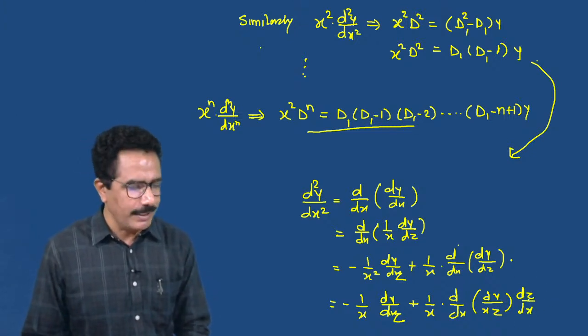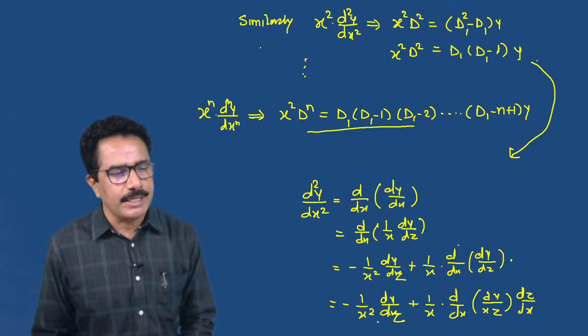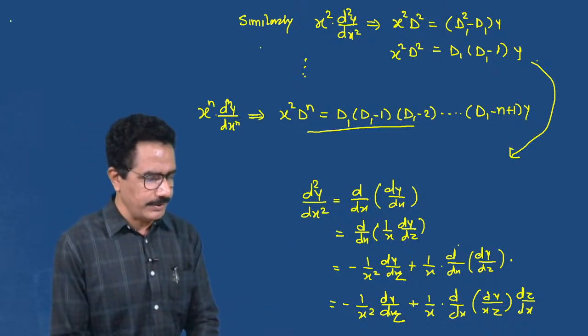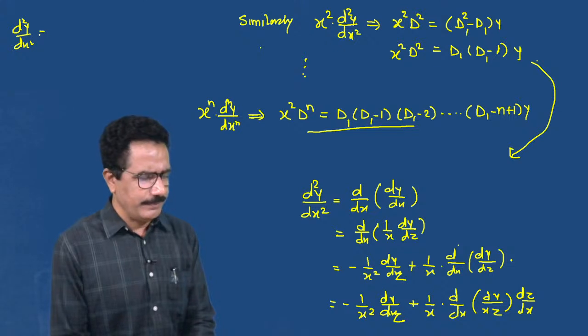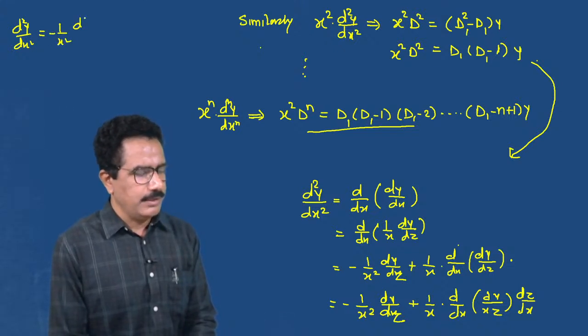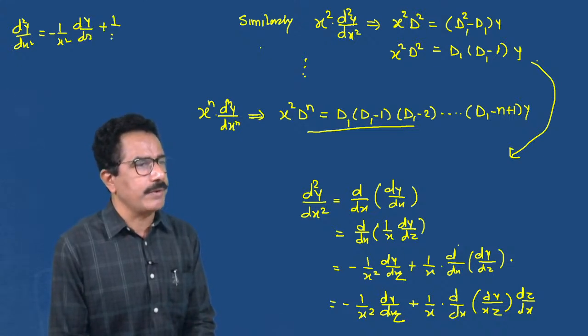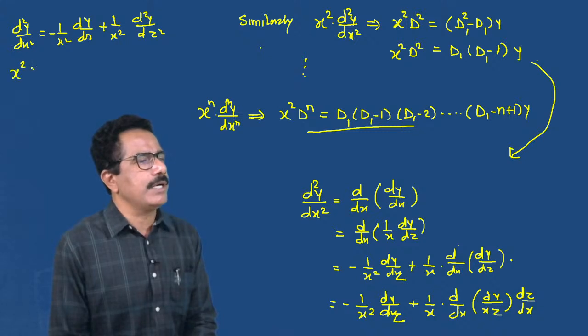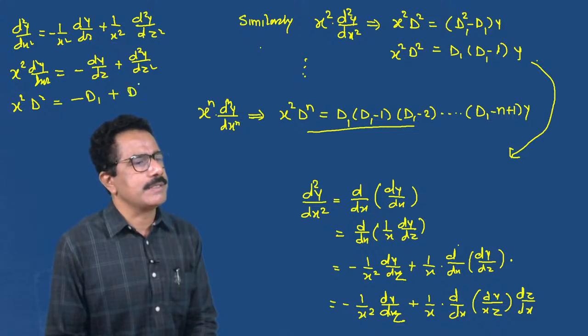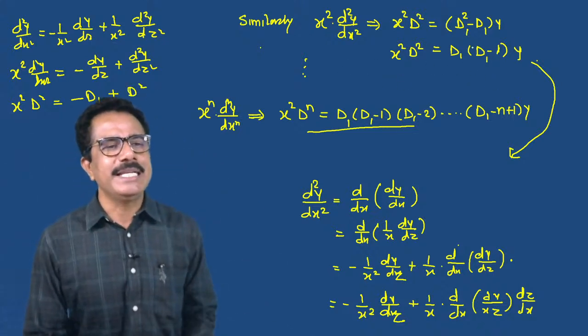परत आता याची 1 अपॉन एक्स व्हॅल्यू ठेवा. 1 अपॉन एक्स व्हॅल्यू ठेवल्यानंतर हा एक्स स्क्वेअर लेफ्टला घ्या, म्हणजेच तुम्हाला x स्क्वेअर इंटू असं इक्वेशन मिळेल. So we get d2y by dx square equals minus 1 upon x square dy by dz plus 1 upon x square d2y by dz square, meaning x square d2y by dx square equals minus dy by dz plus d2y by dz square. So x square D square equals minus D1 plus D square. In this way we can write this. y लिहिलं तरी चालतं, नाही लिहिलं तरी चालतं.